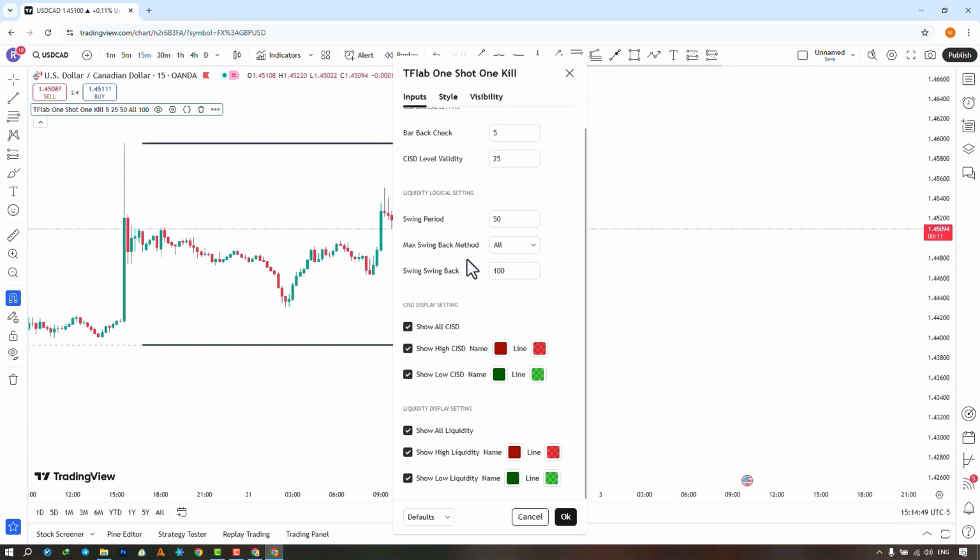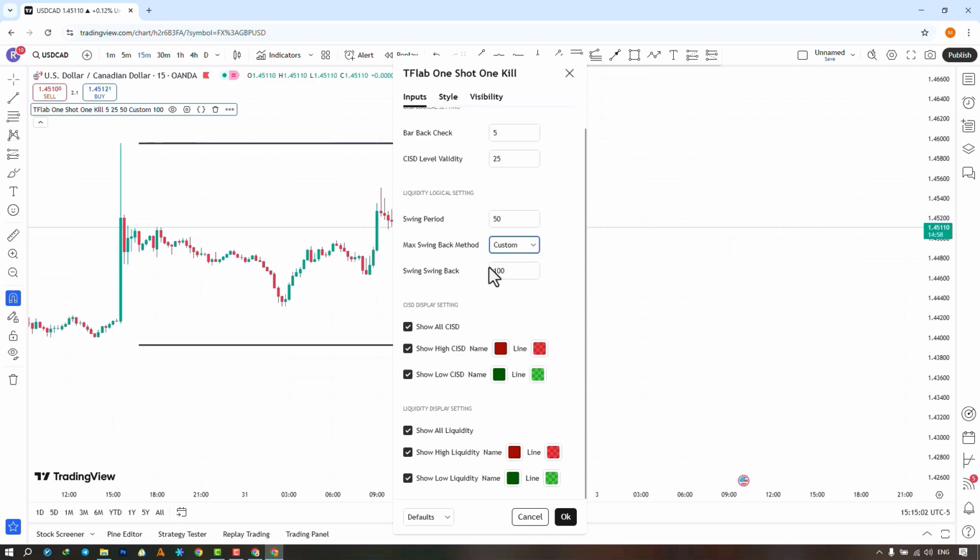In the next section, you can select the maximum number of candles to check in the past, which by default is set to all, and you can also choose the method to be in custom mode. If you select custom mode, in the next section you can change the number of candles to check in the past, which by default is set to 100 candles. In the last section, you can enable or disable the display of support and resistance levels.